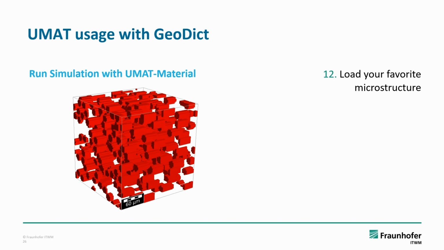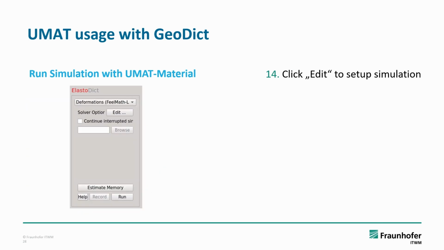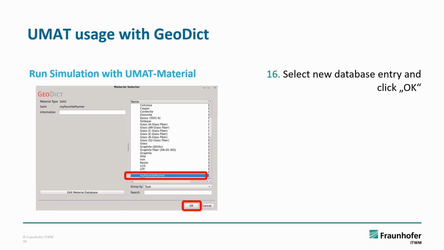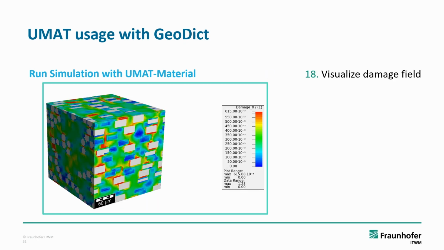computational settings. You can load your favorite microstructure and go to ElastoDict, Predict ElastoDict. Click Edit to set up the simulation, and then click on the material ID which you want to assign the new material to. You can choose the new database entry that we just added to the database and choose OK. Finally, the setup load, you have to set up the load case and click Run. You can finally visualize the damage field or any internal variable that you have defined to exist. So in our case, the damage field on the structure that you have computed.